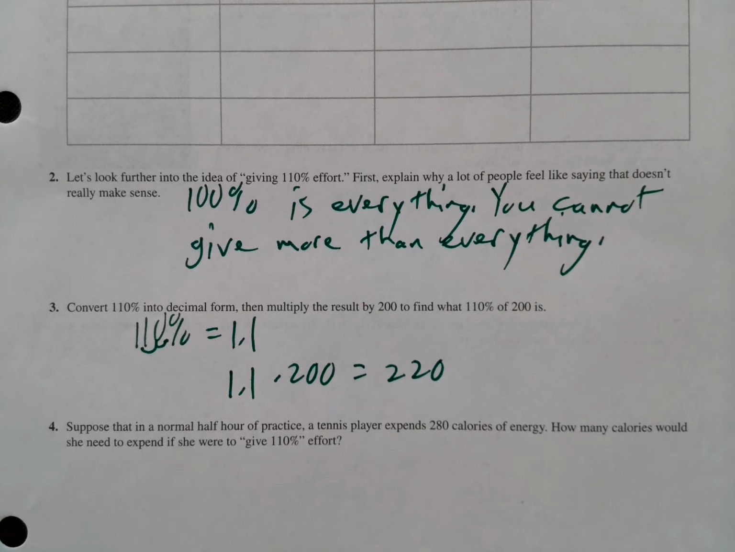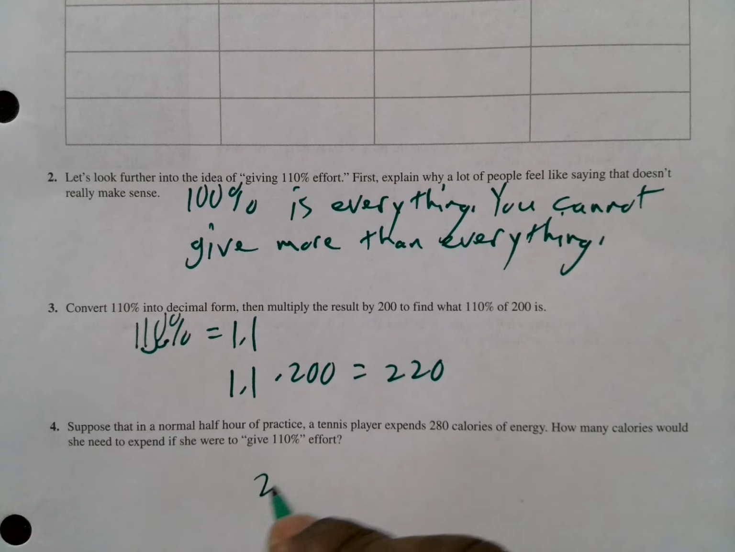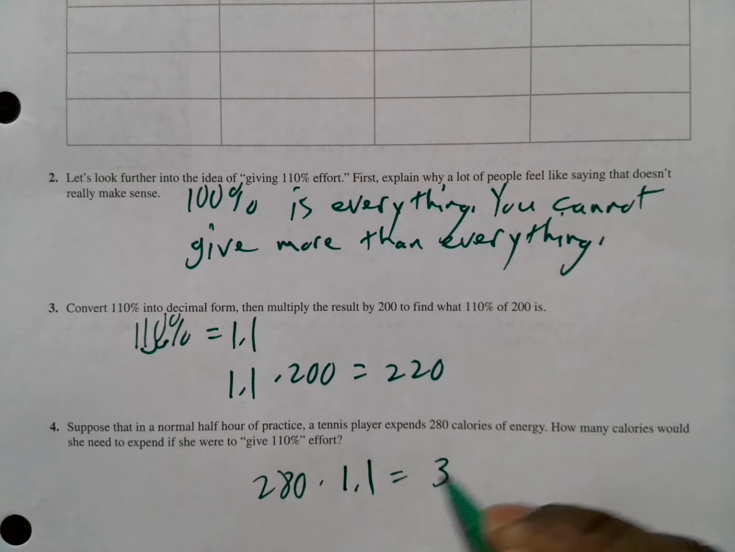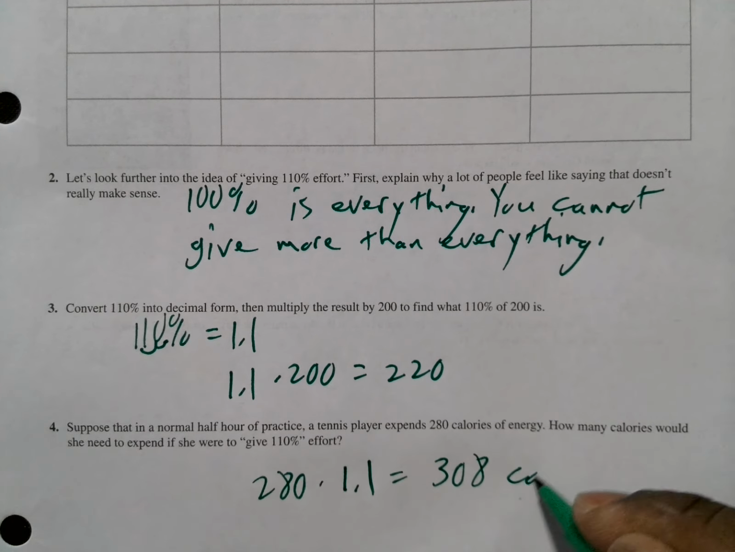Okay, now, number 4. Suppose that in a normal half hour of practice, a tennis player expends 280 calories of energy. How many calories would she need to expend if she were to give 110%? So basically, you would take the 280, which is the 100%, and then you want to give 110%. So we'll have to multiply this by 1.1, which will give 308 calories.